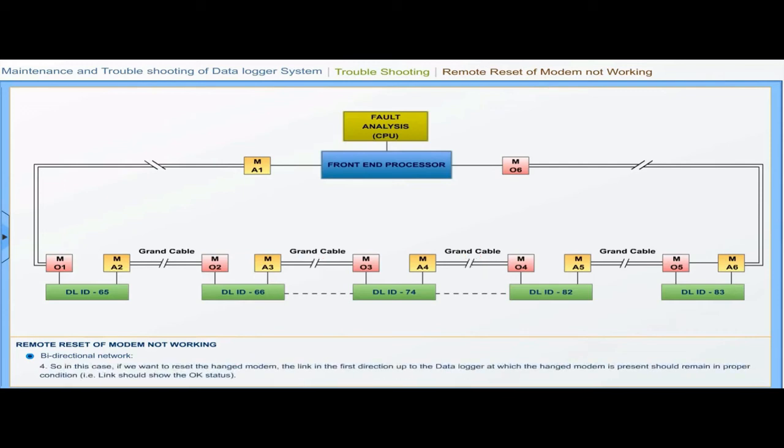So in this case, if we want to reset the hanged modem, the link in the first direction up to the data logger at which the hanged modem is present should remain in proper condition, that is, the link should show the OK status. Similarly, if the hanged modem is MO3 instead of MA4, then to reset that modem, the link in the second direction through microwave should remain in proper condition.